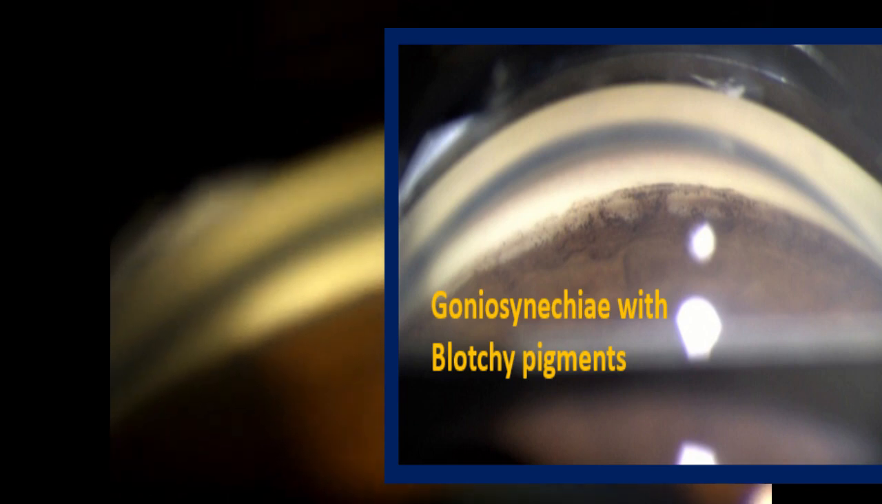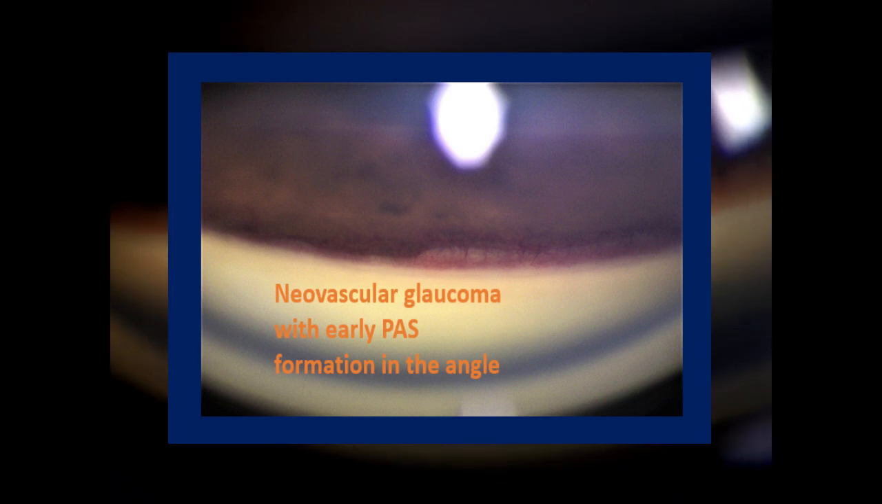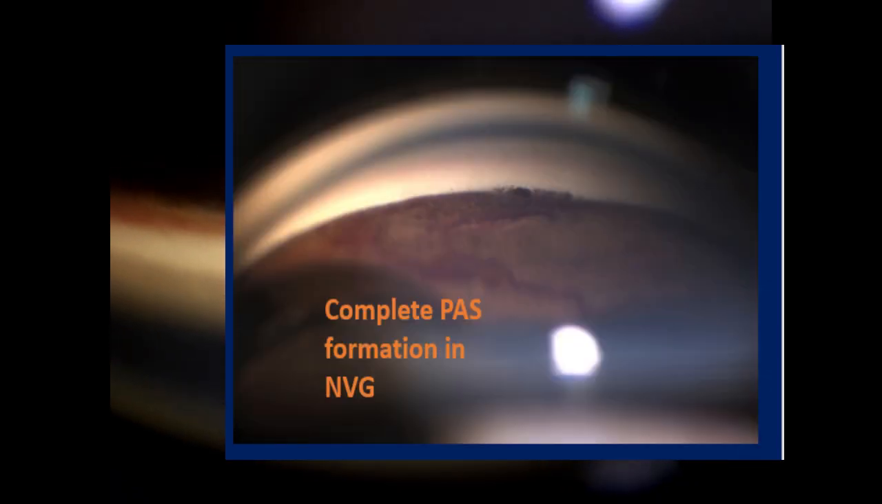In neovascular glaucoma, we see the vessels arborizing on the trabecular meshwork in an irregular manner, along with early synechiae formation in the angle. In advanced cases, we see that there is complete synechiae formation in NVG.